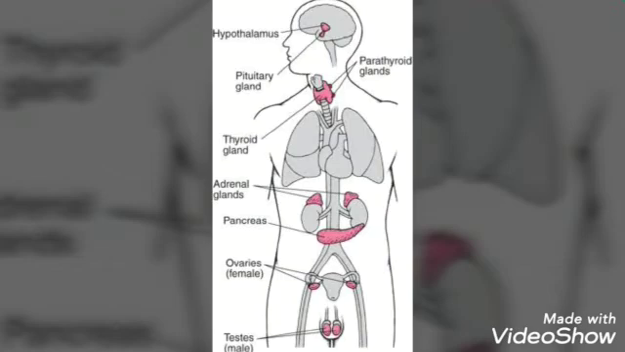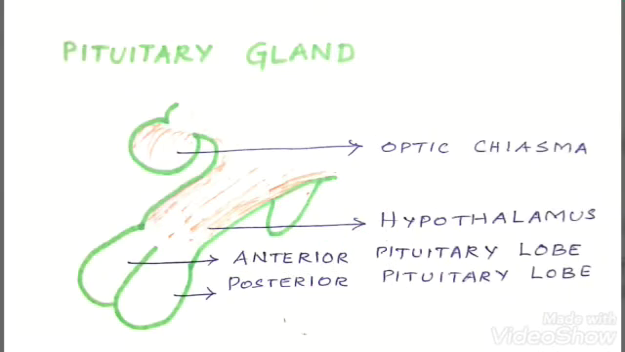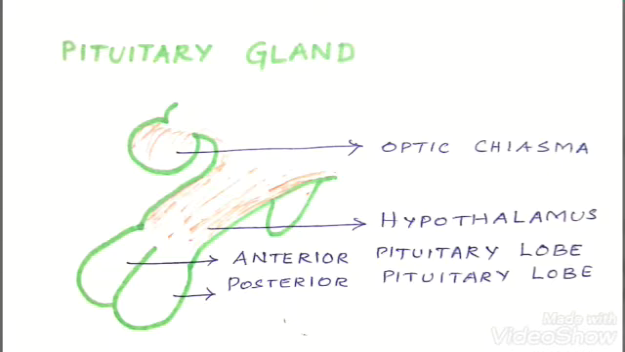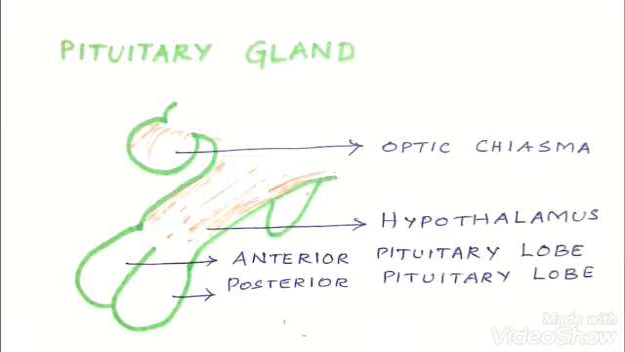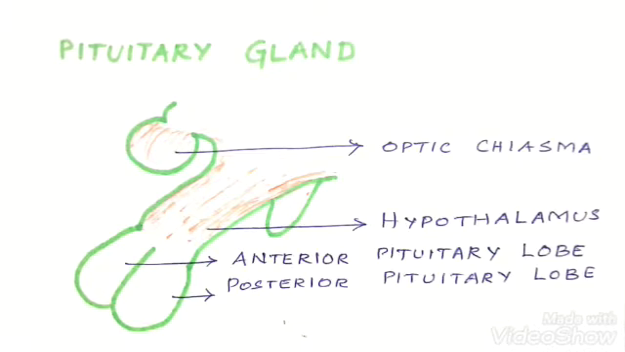Now we'll see the pituitary gland. It forms the major endocrine gland in most vertebrates. It regulates and controls other endocrine glands and so is called the master gland. It has two lobes. The anterior lobe secretes growth hormone, thyroid stimulating hormone, adrenocorticotropic hormone, gonadotrophic hormone and prolactin.